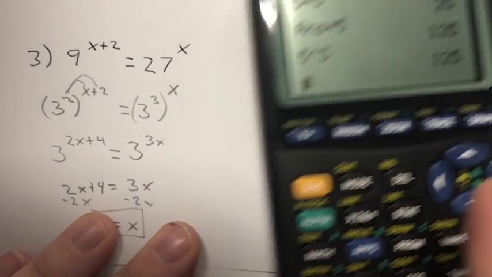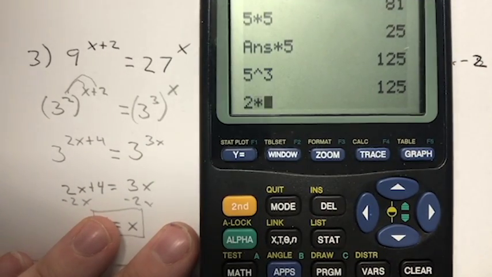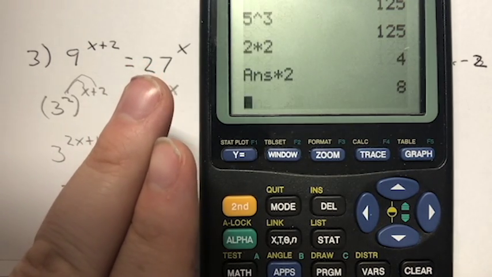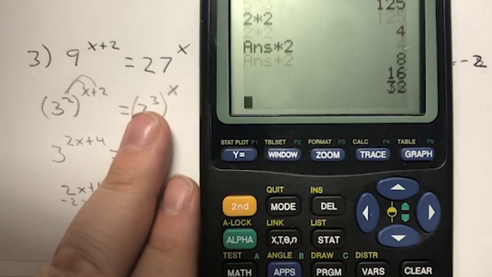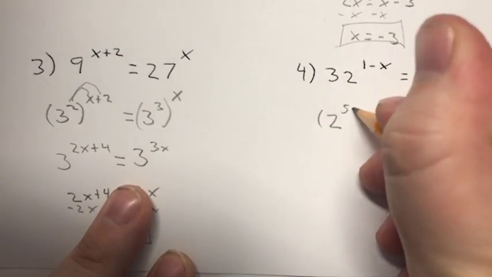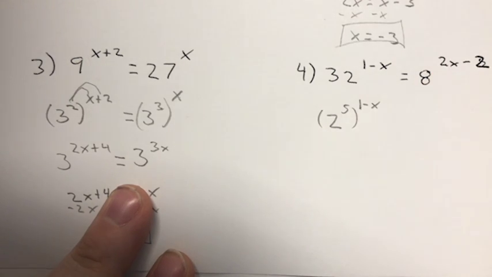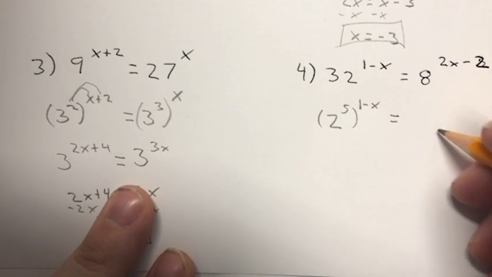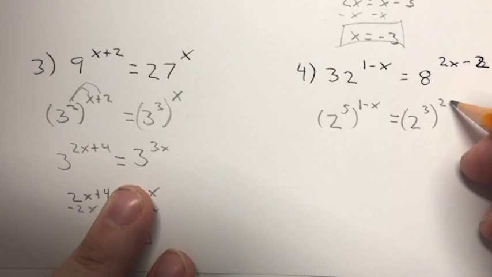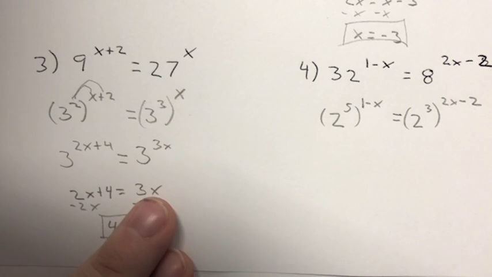Well, we can do it a couple ways. Let's do it on the calculator. 2 times 2 gives me 2 squared, times 2 again is 3, this would be 4, this would be 5. So this would be 2 to the 5th power being raised to the 1 minus x power. That's going to be equal to 2 to the 3rd power being raised to the 2x minus 2 power.